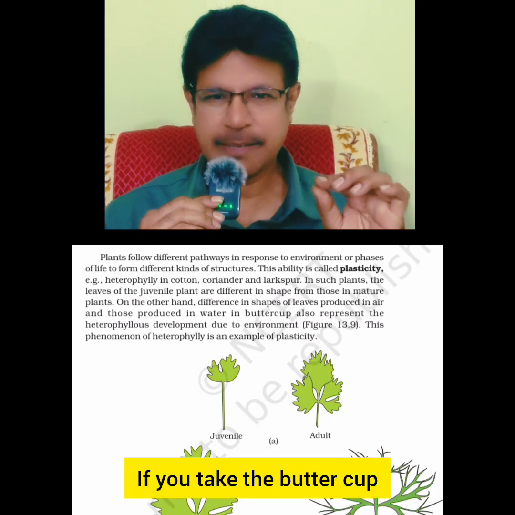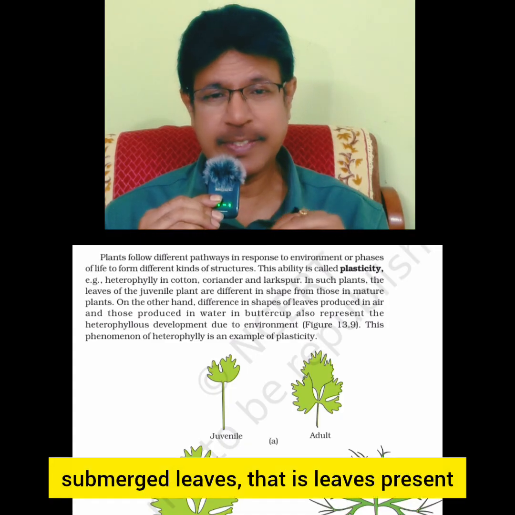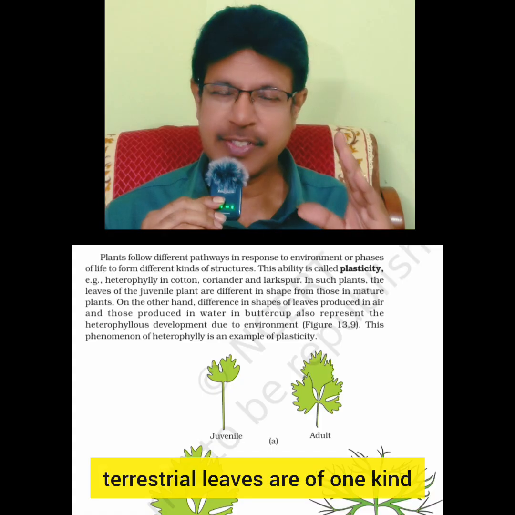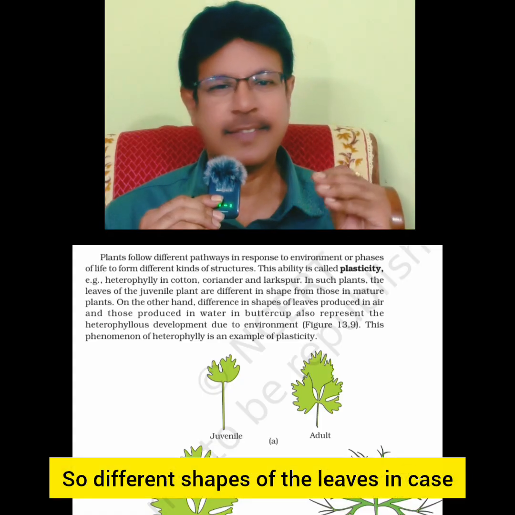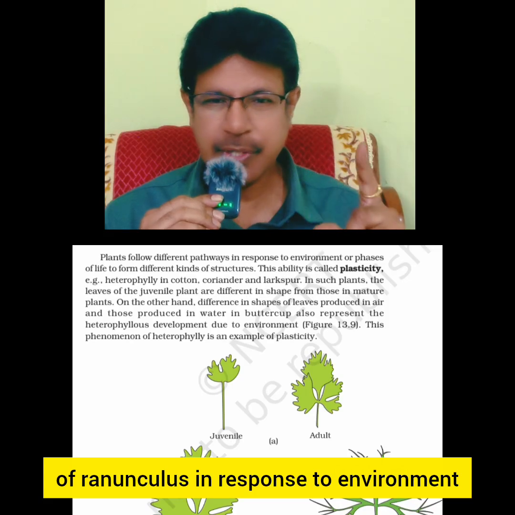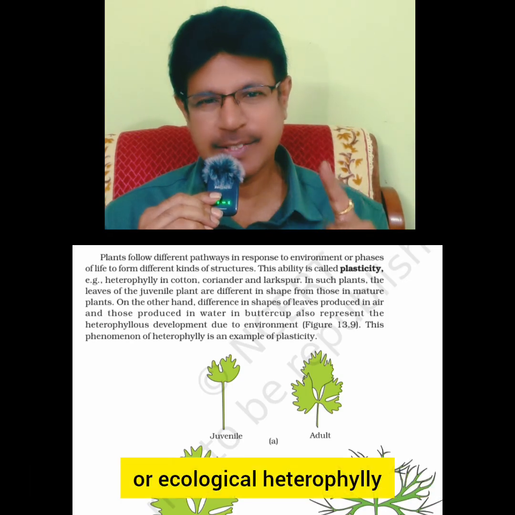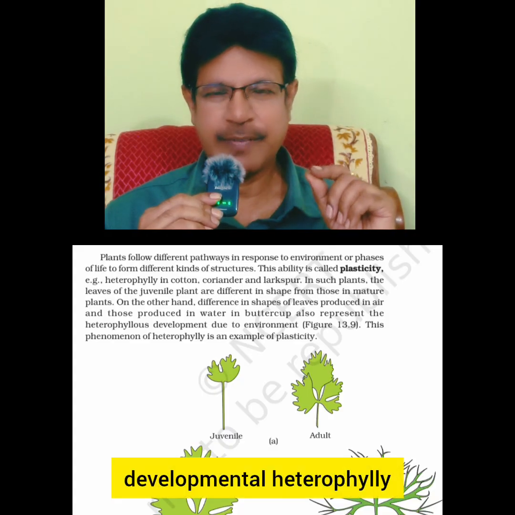If we take the buttercup, that is Ranunculus, submerged leaves, that is leaves present in the water, are dissected, which is one kind, and aerial or terrestrial leaves are of another kind. So different shapes of leaves in Ranunculus in response to the environment. What do you call it? Environmental heterophily or ecological heterophily.